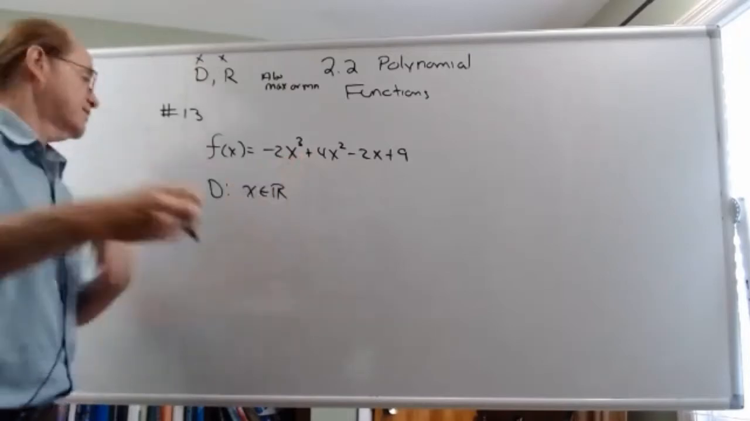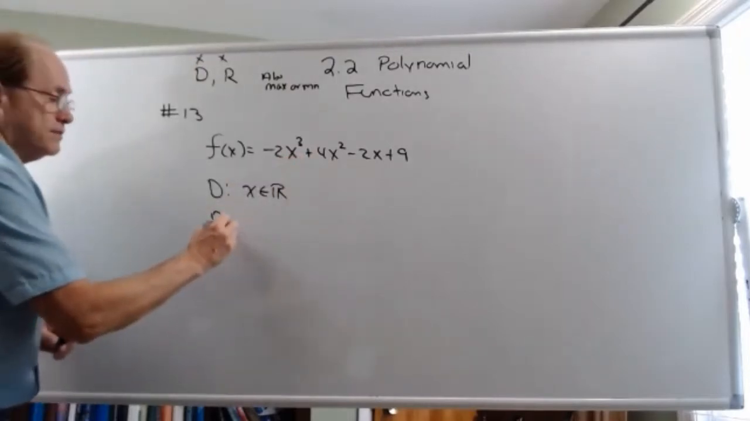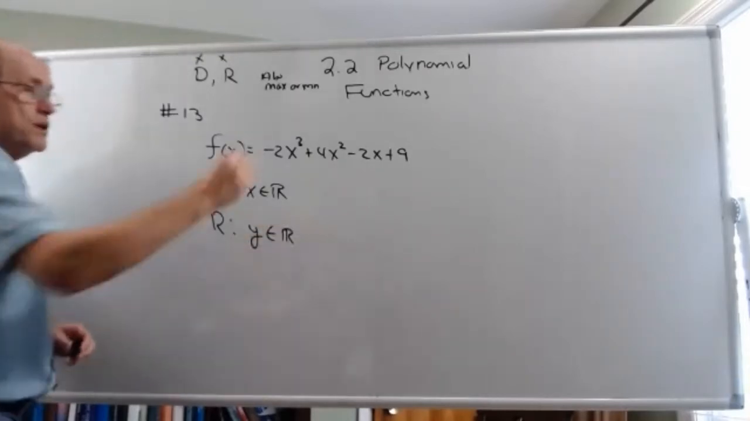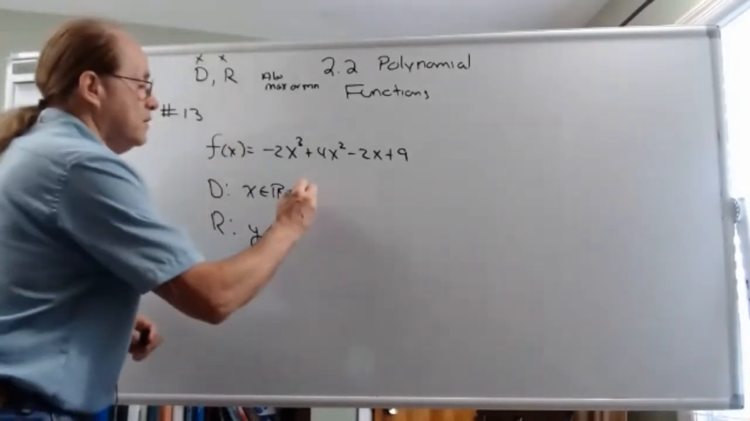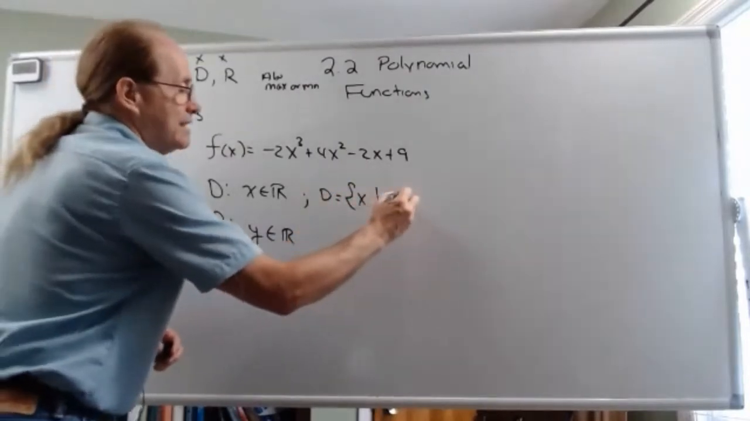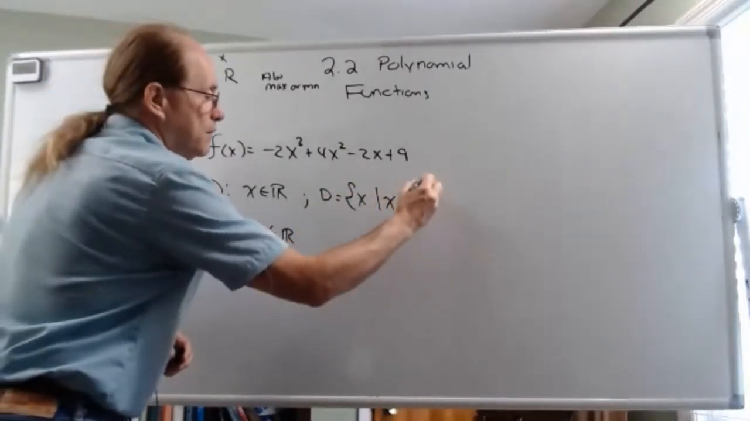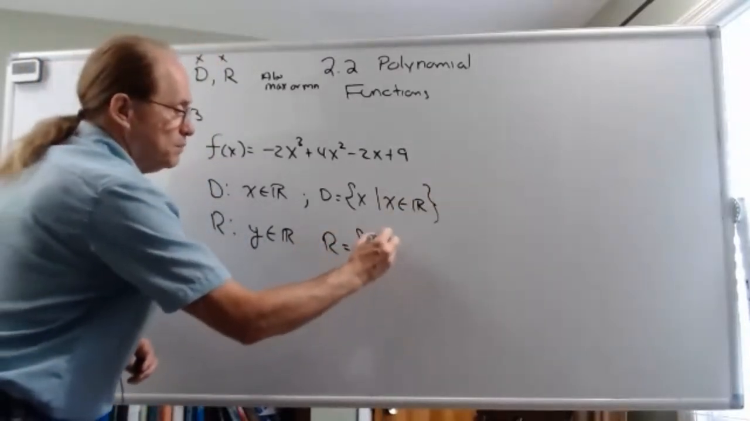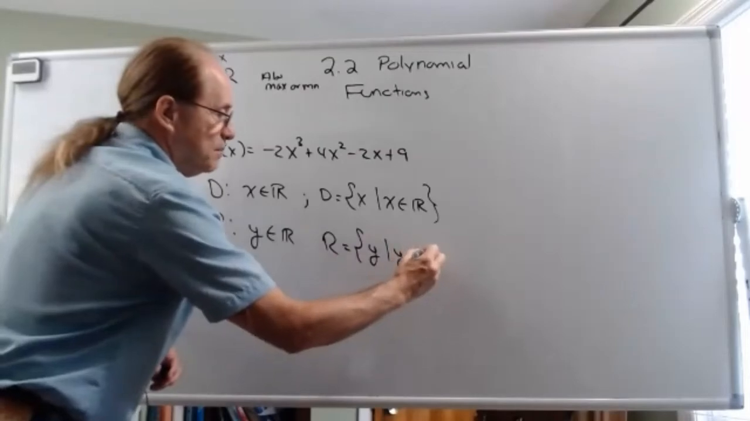If it's an odd degree, I just said that the range is also any real number. Or if you want to do it in set builder notation, you could say that the domain is the set of all elements x such that x is a real number. That's all it is. And the range is the set of all elements y such that y is any real number.